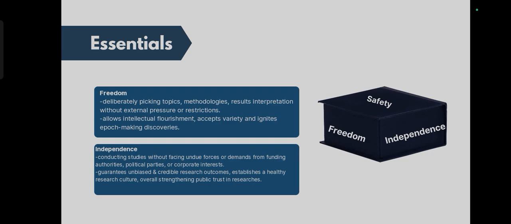There are some essential features of a research community. These are freedom, independence, and safety. So by freedom, we mean deliberately picking topics, methodologies for the research, results, interpretation without external pressure or restrictions. This allows intellectual flourishment, accepts variety, and ignites epoch-making discoveries.